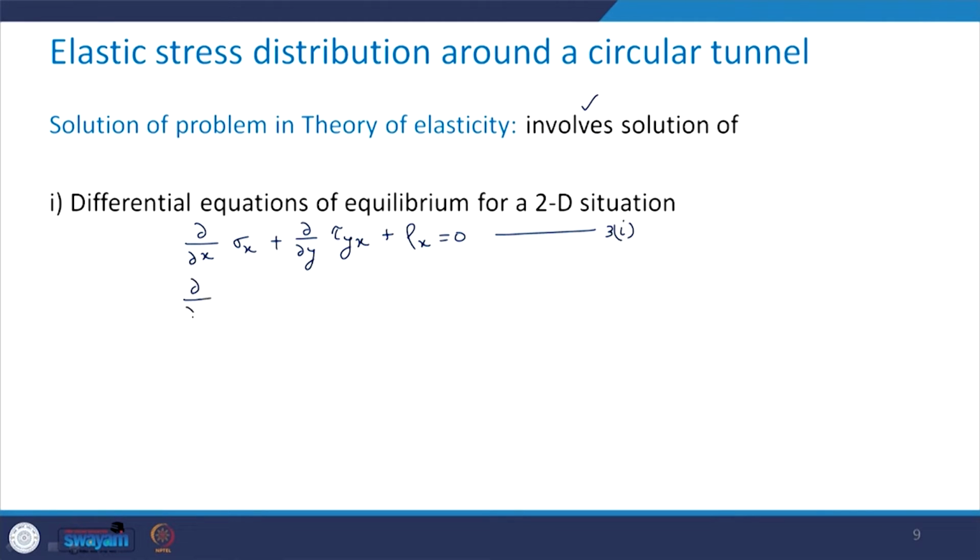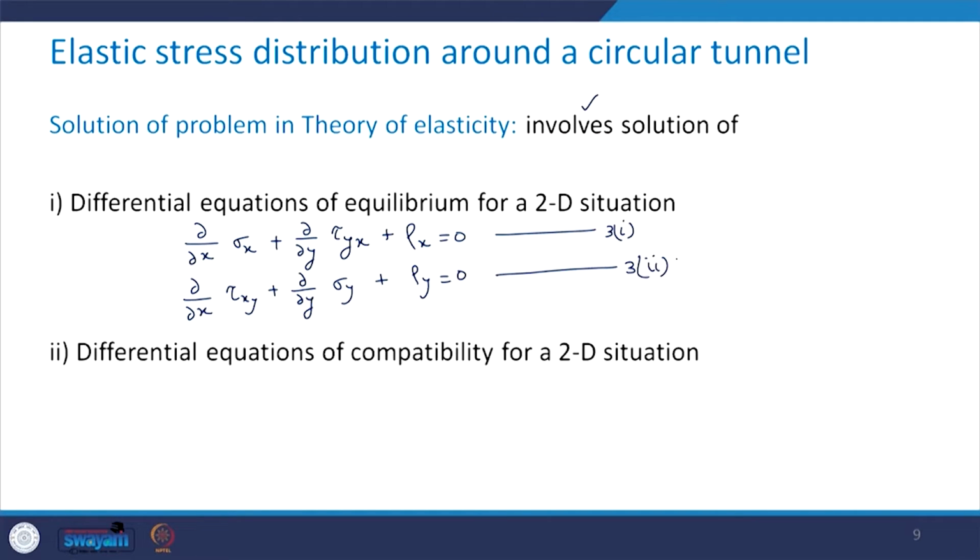And the other equation is del x of tau xy plus del y of sigma y plus rho y equal to 0, equation 3.2. Then we need to have the differential equation of compatibility for a 2D situation as well. So, that is given as del 2 del x 2 plus del 2 del y 2 of sigma x plus sigma y equal to 0. Make it equation number 4.